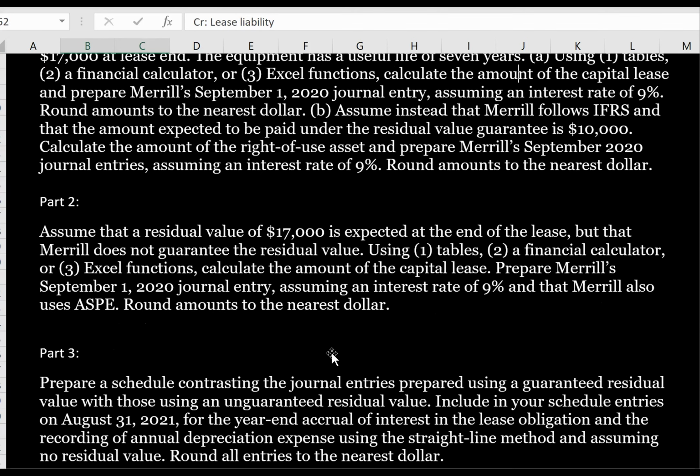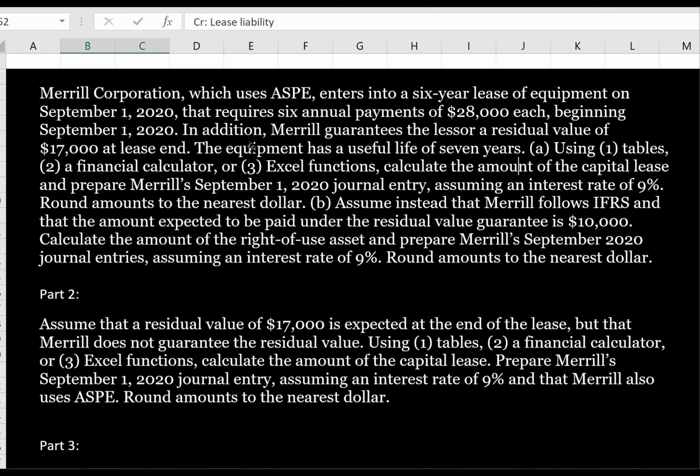Okay, so I think we finished the first part. So let's move into part two. Part two says, assume that a residual value of $17,000 is expected at the end of the lease, but that Merrill does not guarantee the residual value. Using different options, calculate the amount of the capital lease. Prepare Merrill's September 1st, 2020 journal entry, assuming an interest rate of 9% and that Merrill uses ASPE.